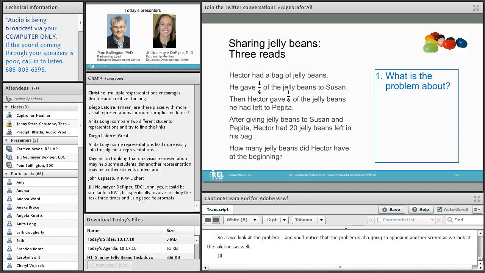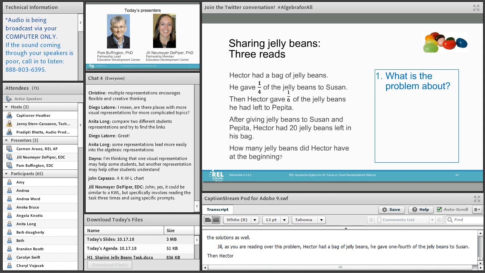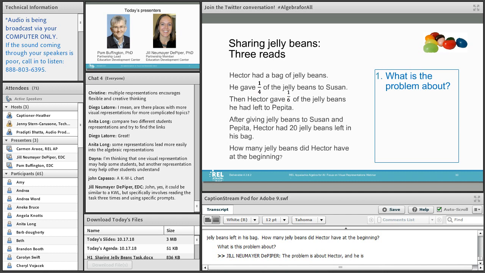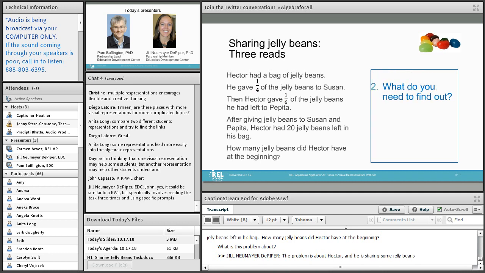Jill, as you are reading over this problem, Hector had a bag of jelly beans. He gave 1/4 of the jelly beans to Susan. Then Hector gave 1/6 of the jelly beans he had left to Pepita. After giving the jelly beans to Susan and Pepita, Hector had 20 jelly beans left in his bag. How many jelly beans did Hector have at the beginning? What is this problem about? The problem is about Hector, and he's sharing some jelly beans.